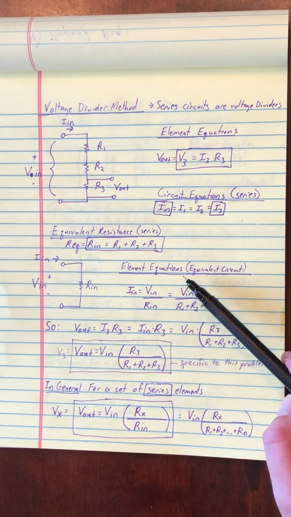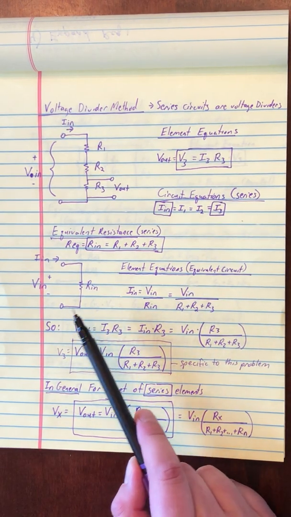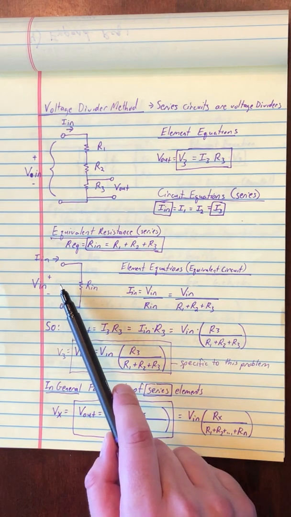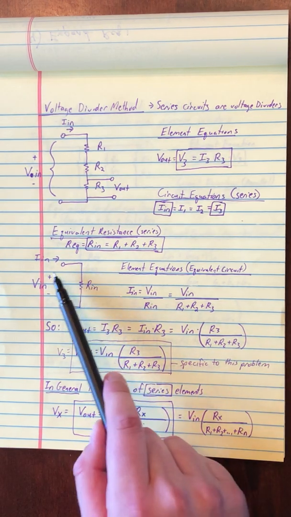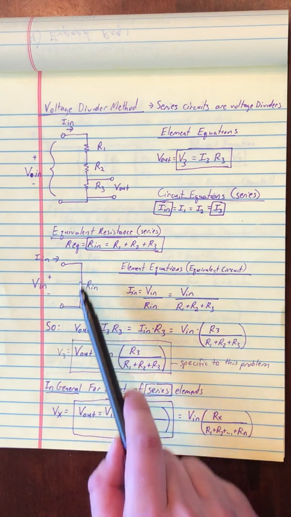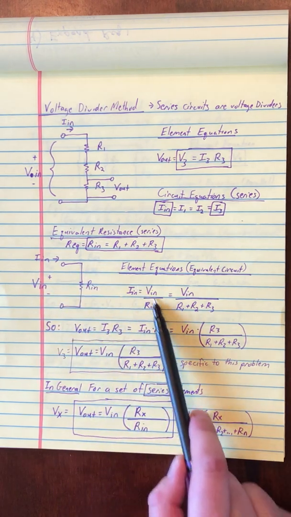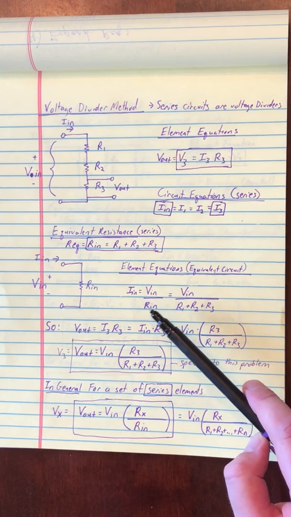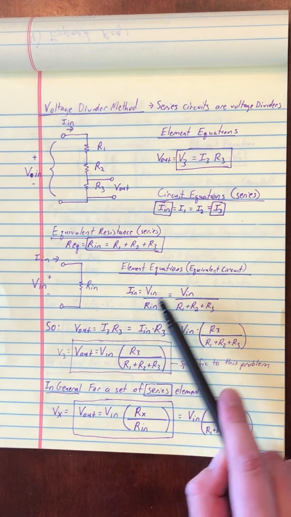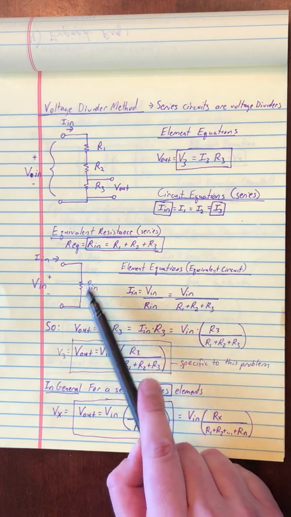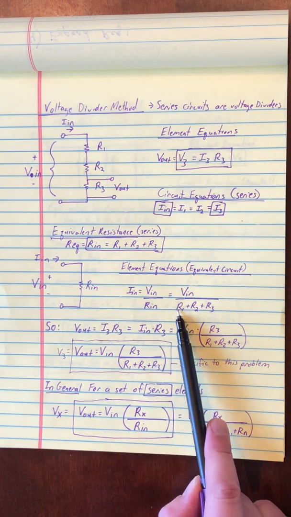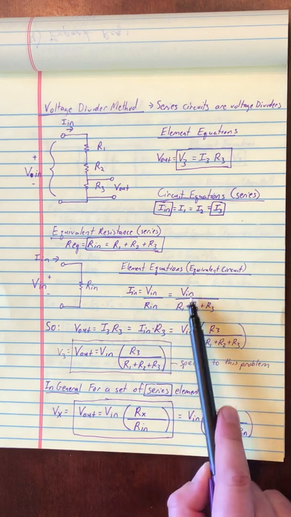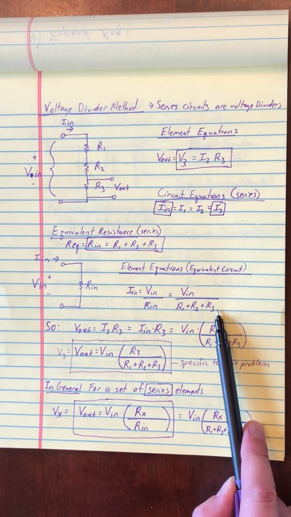Going back to an element equation for this equivalent circuit, we see that the current IN is equal to VN over RN. That's going to allow us to develop our voltage divider rule. Now I'm just going to substitute. For RN, we can substitute the equivalent resistance, R1 plus R2 plus R3. So we have IN is VN over R1 plus R2 plus R3.